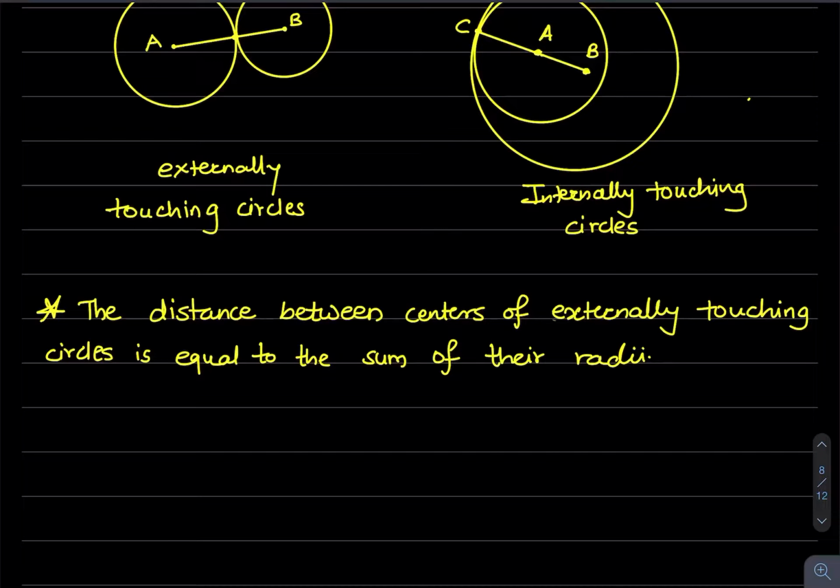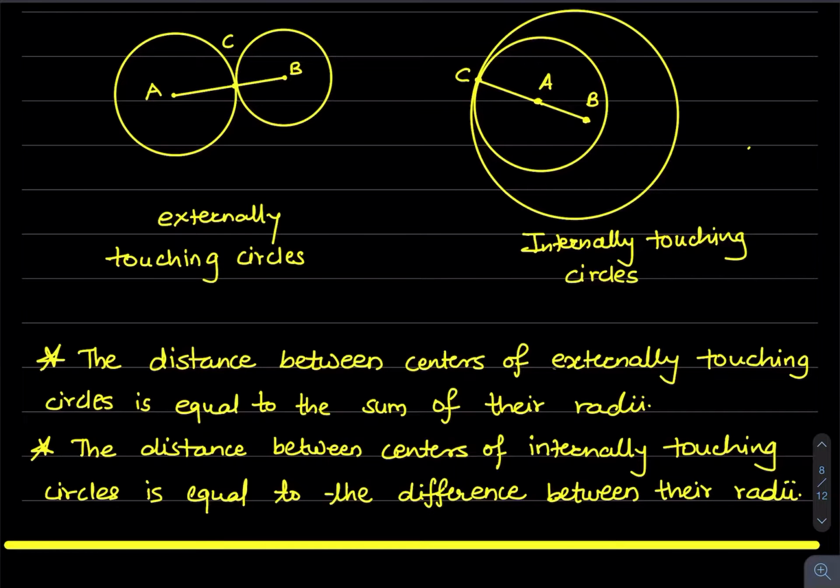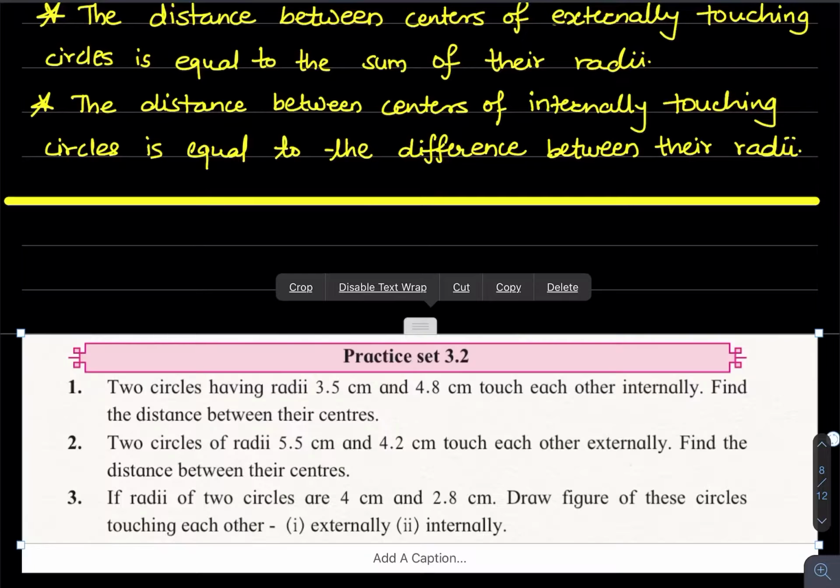First, the distance between centers of externally touching circles is equal to the sum of their radii. So to find the distance between point A and B, we will just add the radii of both the circles. Similarly, for the distance between centers of internally touching circles, we will take the difference between their radii, that is, the bigger circle's radius minus the smaller circle's radius. So we will see the problem.